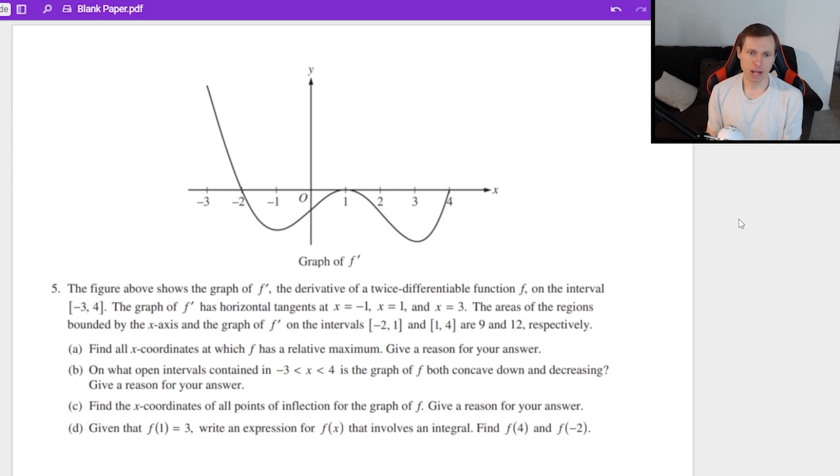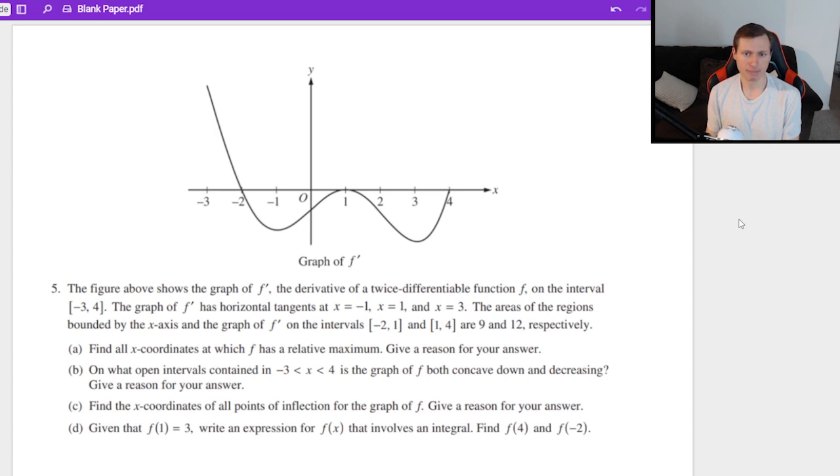The figure above shows the graph of f prime, the derivative of a twice differentiable function f. The reason they're saying twice differentiable is that the derivative and the second derivative both exist. Sometimes in certain questions, you need to prove that the derivative and the second derivative exist. Well, we don't even have to worry about that because it tells us in the problem that they both exist. Normally, you have to look out for that for questions involving mean value theorem or intermediate value theorem. I don't know yet if that's going to happen with this question, but that's usually when you use the twice differentiable fact.